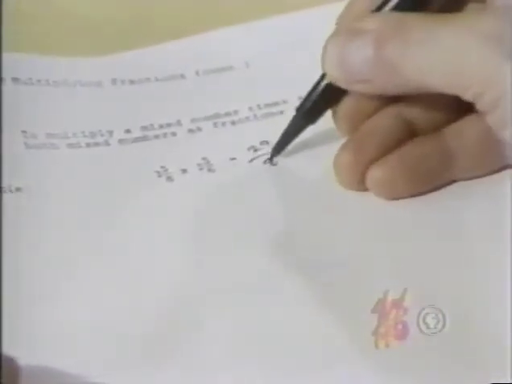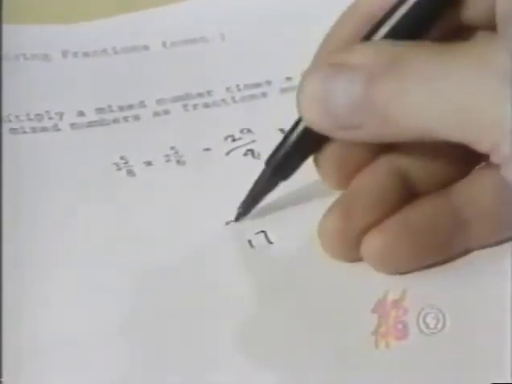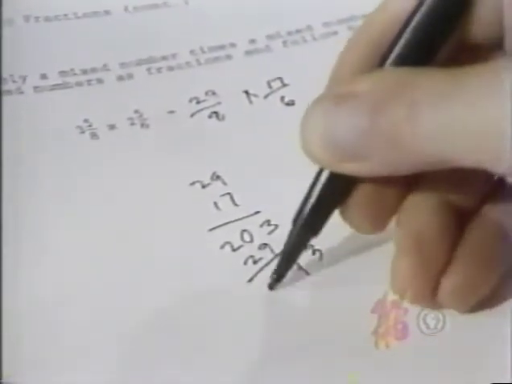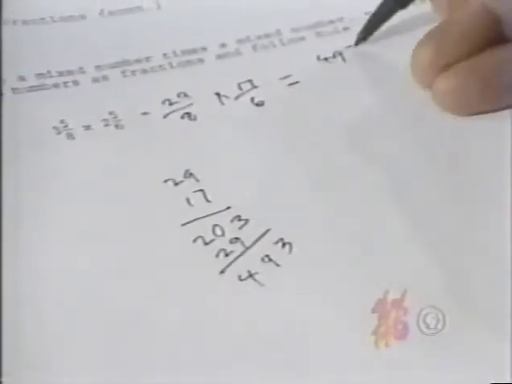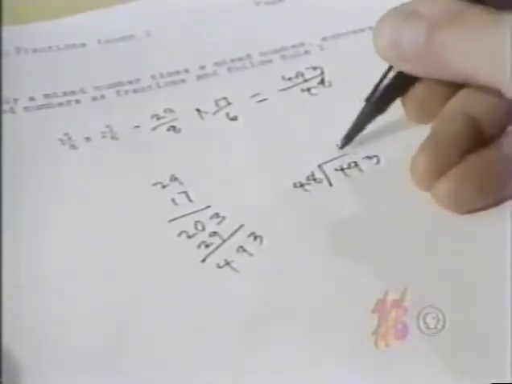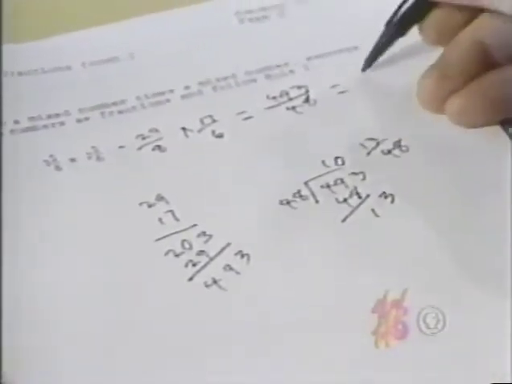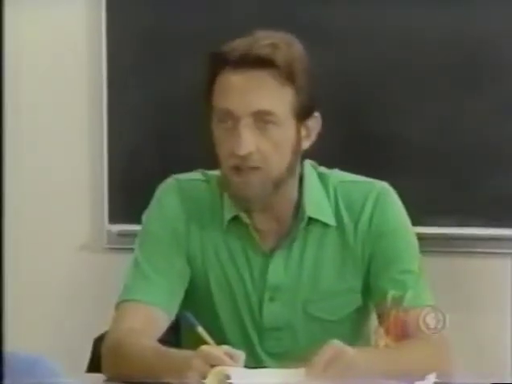To multiply a mixed number times a mixed number, express both mixed numbers as fractions and follow rule number 1. Okay? Now, here's an example. 3 5/8 times 2 5/6. Now, this is a little harder now. Bill, you got an answer? Yeah, I got 10 13/48. This kind is a lot of work. Yeah, mixed numbers can get out of hand in a hurry.